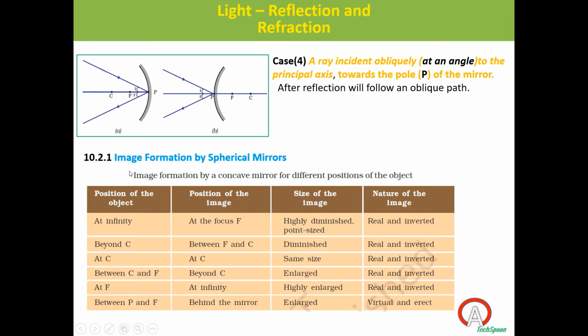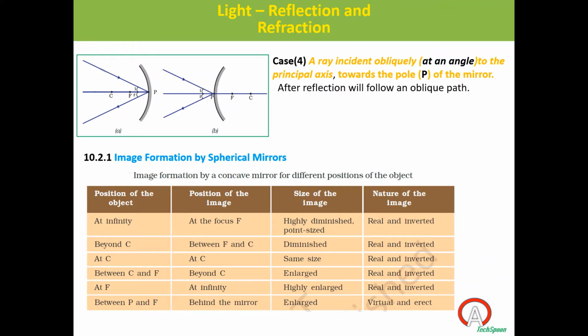So you write down the heading, image formation by spherical mirror, then leave a space to draw this table. Leave half a page of your notebook where you can draw this table. You can draw this after the class. I will explain each stage.